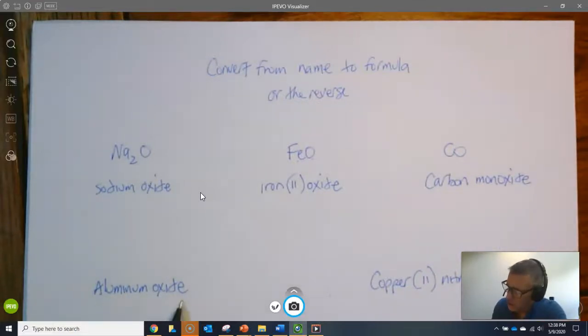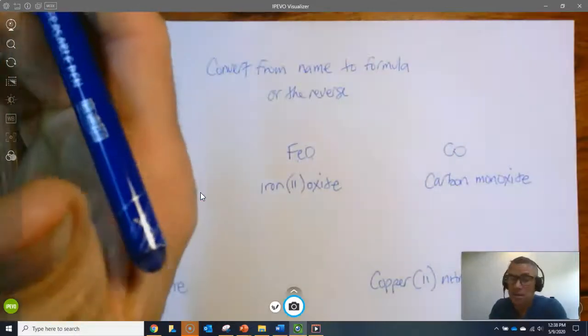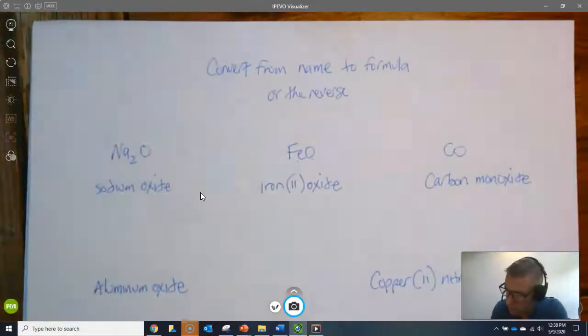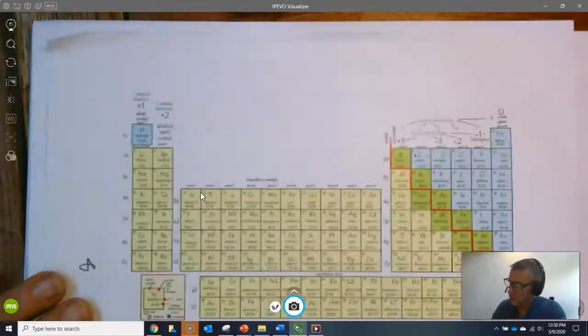Now let's change aluminum oxide into a formula. Well, I guess aluminum is Al. An oxide is O. This is our cation, always. This is our anion, always. We always say cation, then anion. We don't say chloride sodium. We say sodium chloride. And we can look up their common charges and just put them there.